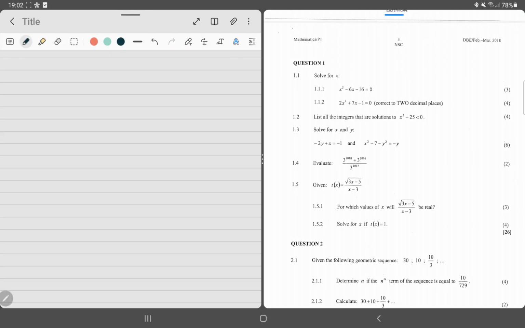This is from the DBE February March 2018. Question 1. 1.1.1 solve for x.